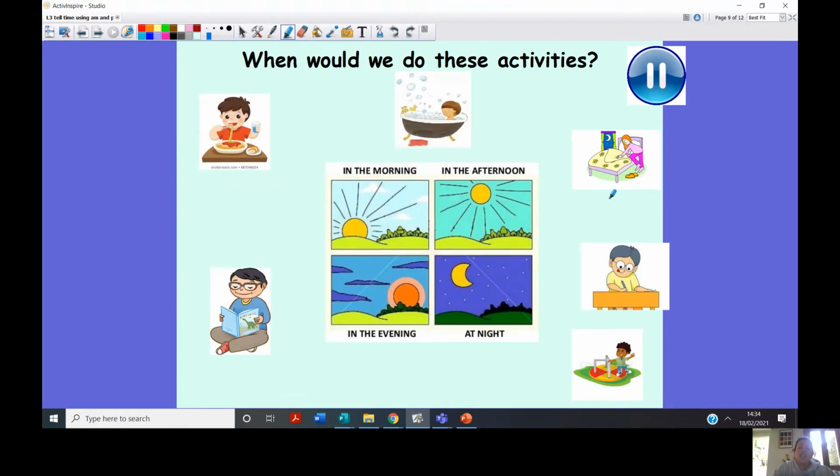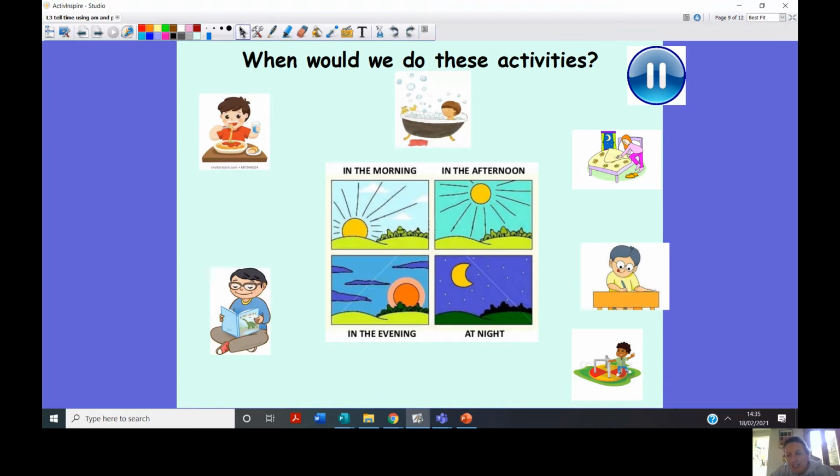So I want you to have a look at some of these images. We have got having a bath, eating some pasta, reading a book, going to the playground, working on your schoolwork, or going to bed. I want you to think, and you might want to discuss with someone around you, when would you do these activities? What point in the day would you do these activities?